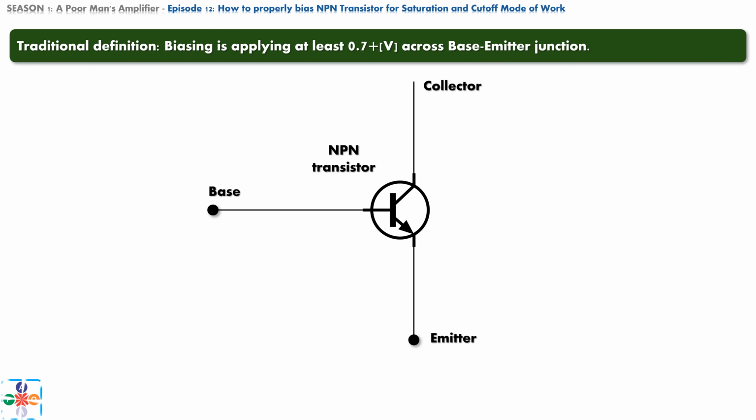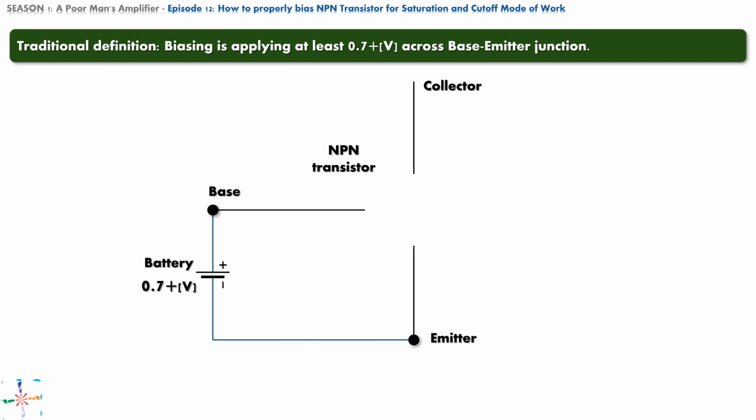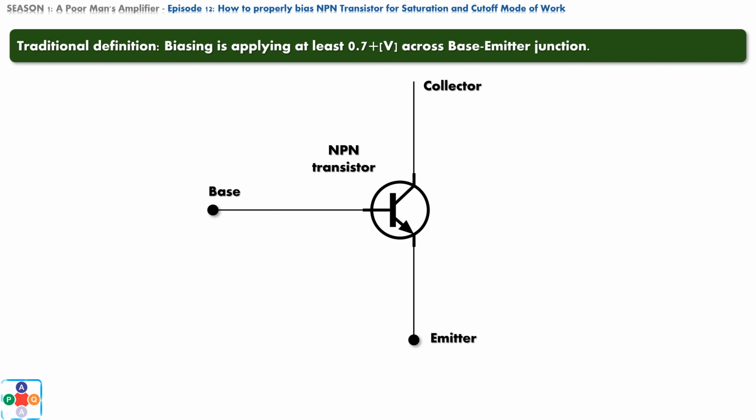So, let's bring up a battery of at least 0.7 volts, and connect positive to the base, and negative to the emitter terminal. This is what the definition tells us to do. Congratulations! You have just blown your transistor. Let's start a counter of how many times we are going to blow up a transistor by just following BS definitions from the BS elites. This is 1. Okay, we blew up our first transistor.